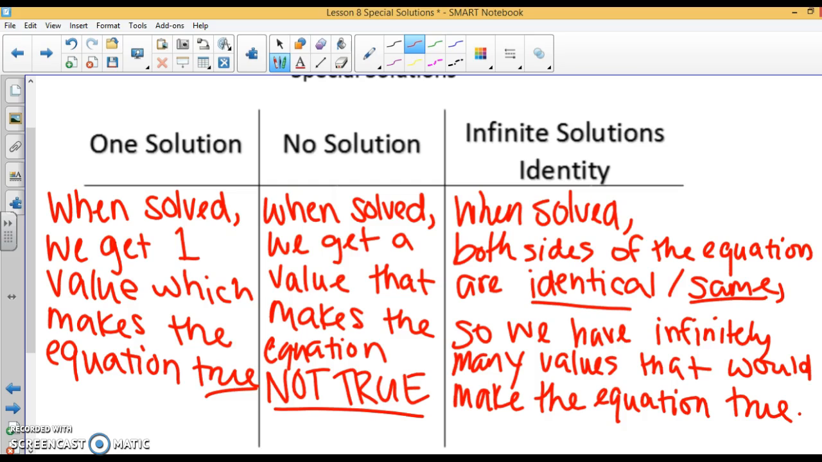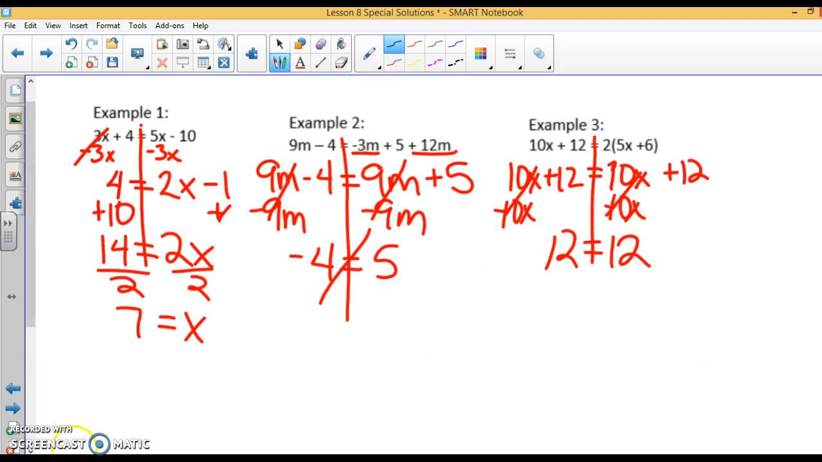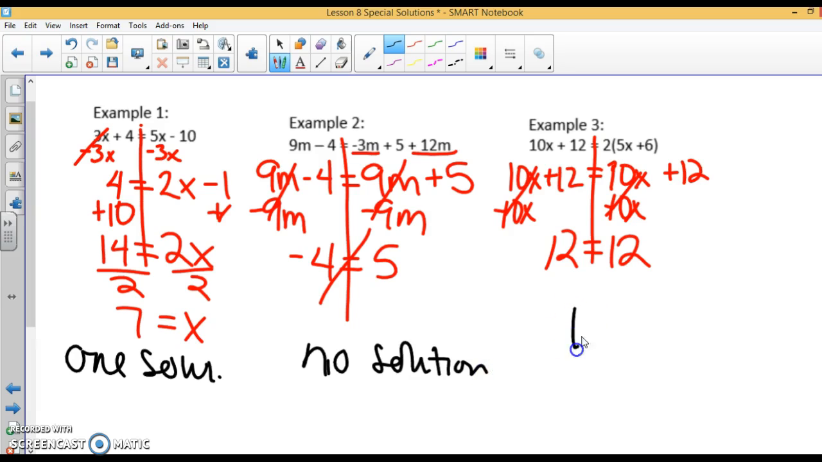Or when we tried to solve and take away the variables on both sides, we just got 12 equals 12. So both of our sides were identical. They were the same. So that means we could plug anything in for x, and we could get infinitely many solutions. So, down here, I want you to then just write below our answers that this is one solution, no solution, and infinitely many.